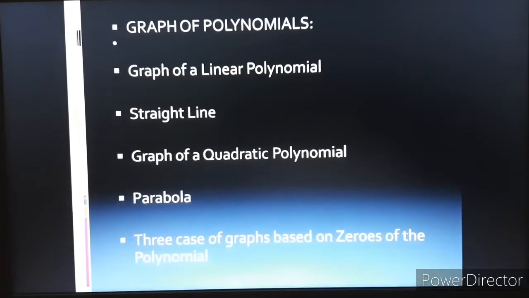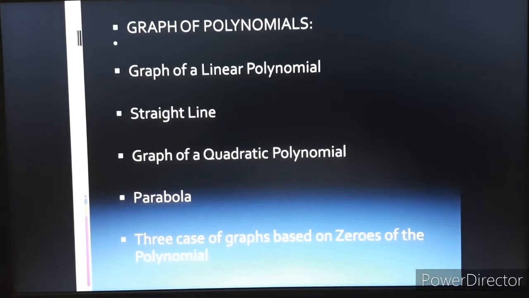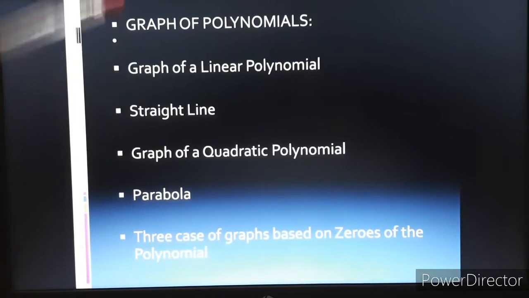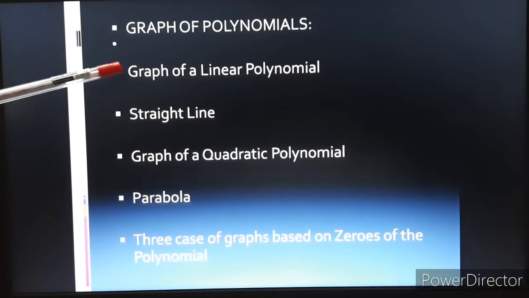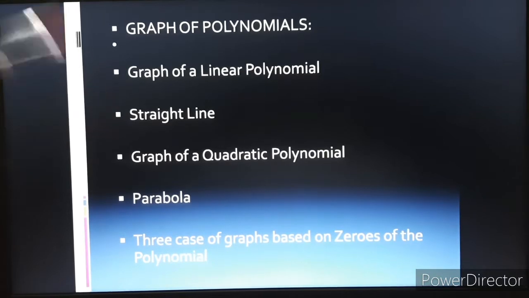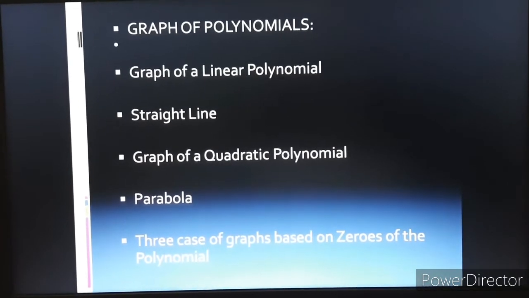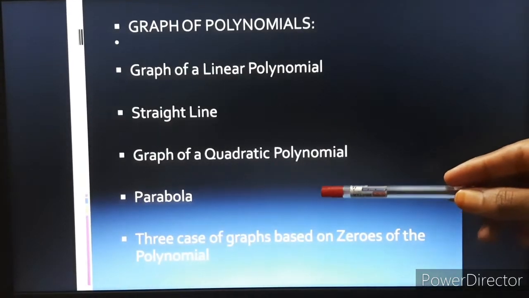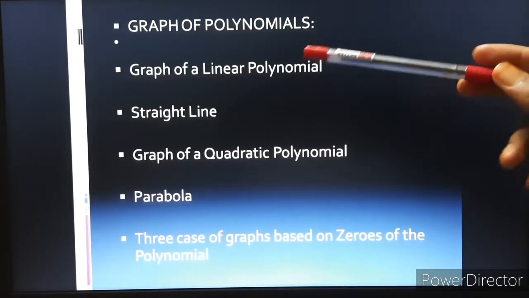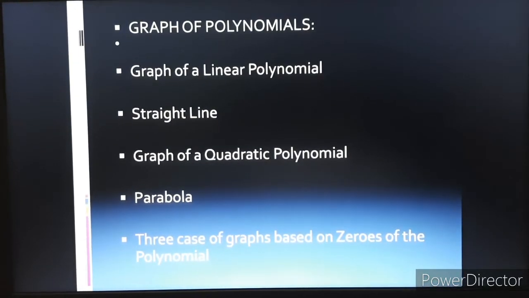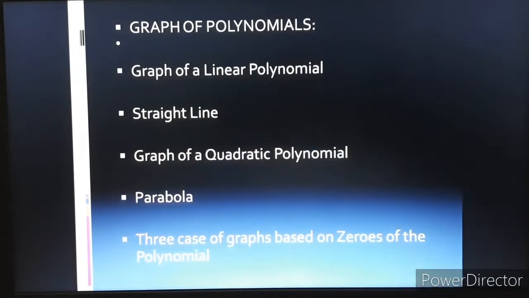Today we are going to learn about graphs of polynomials: the graph of a linear polynomial and the graph of a quadratic polynomial. When we draw a graph for a linear polynomial, it becomes a straight line. When we draw a graph for a quadratic polynomial, it becomes a parabola. What is a parabola? I'll give you information on that. Now we are going to learn about the graph of a linear polynomial, which comes as a straight line, right?